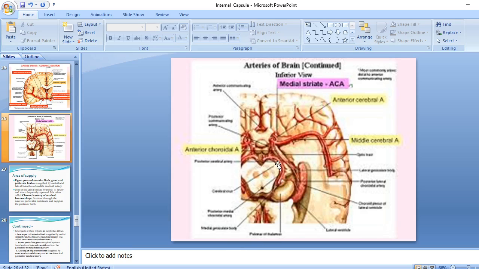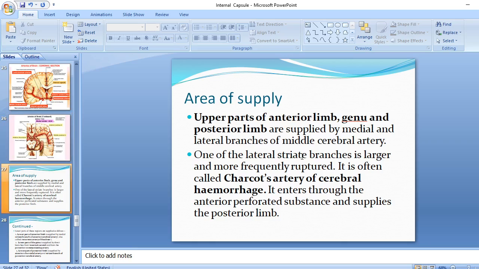Here in this diagram, you can very well see again the branches of the middle cerebral artery, the anterior cerebral artery going anteriorly, the middle one lying in the lateral sulcus.